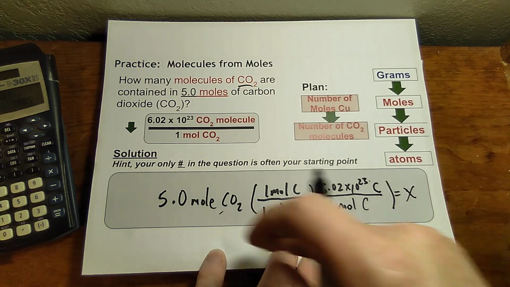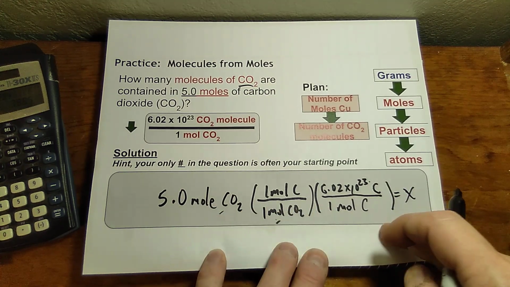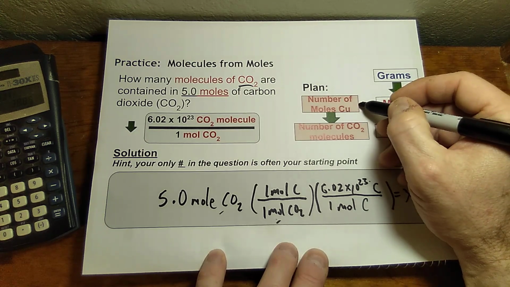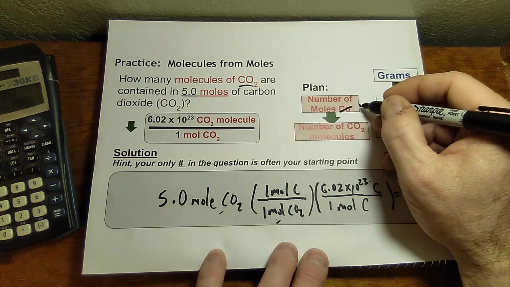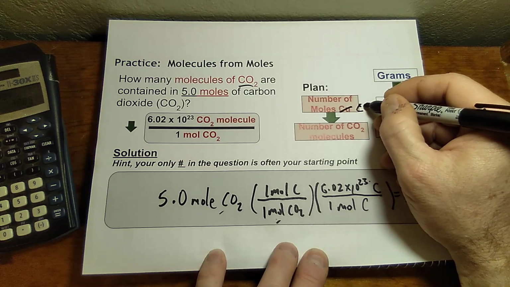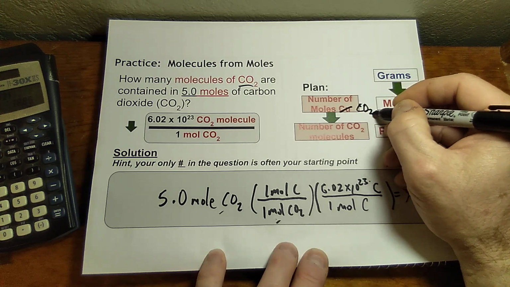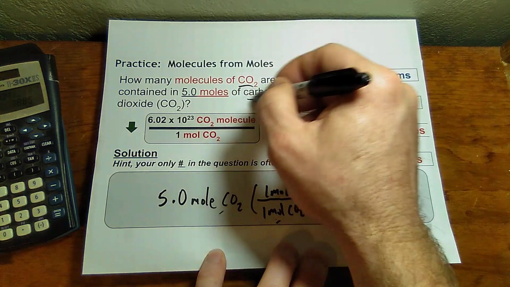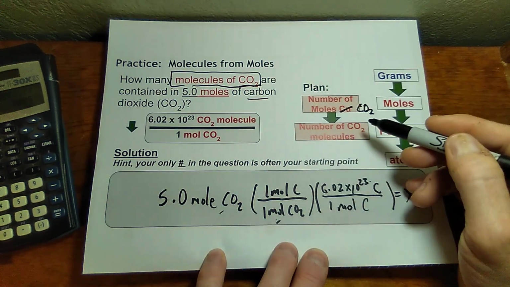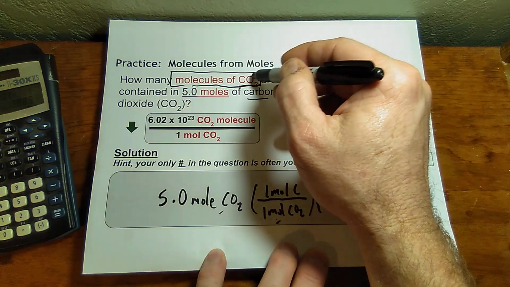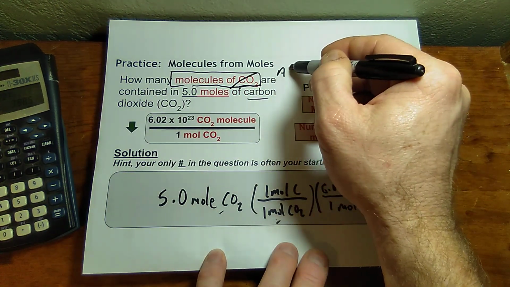I'll leave the math for you to do, but that's how we went from, in this case, the number of moles of carbon dioxide to the number of molecules of CO2. We changed this, so we went to the number of atoms.